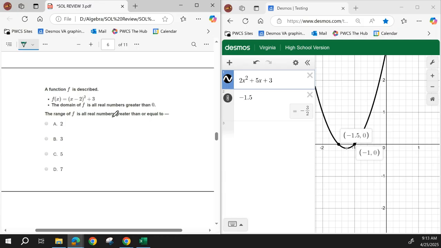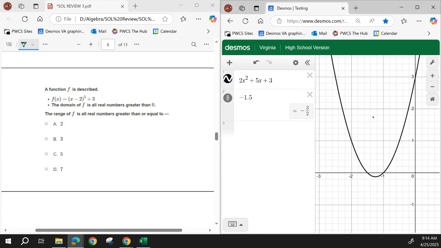Sometimes we might need to know about domain and range, and this is from a long, long time ago. But domain is all of the possible x values of a function. So how far to the left does it go? How far to the right does it go? The range is how far up and down it goes. So if I look at this one that we just did, it's not the same as this one over here.